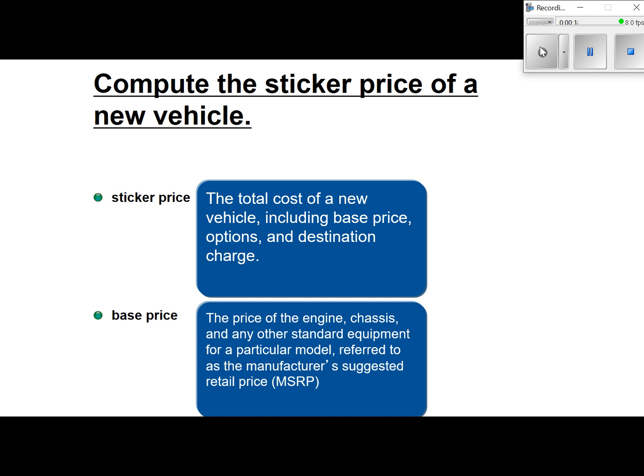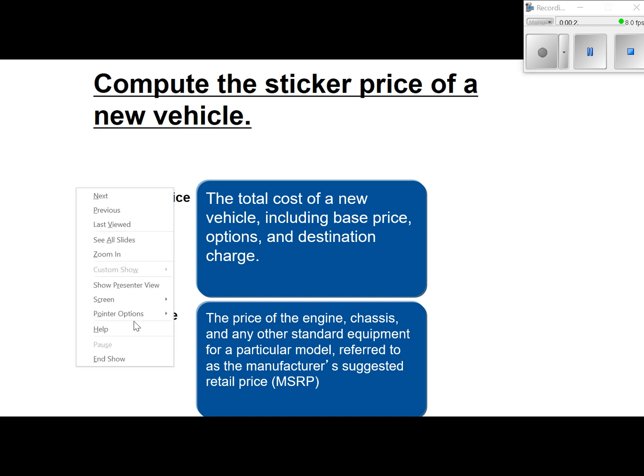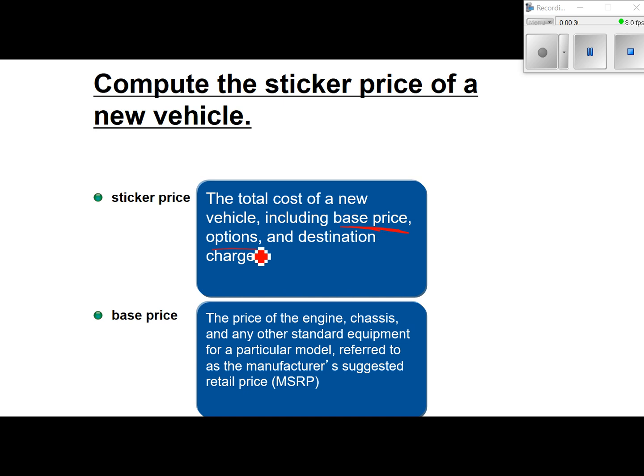Again, sticker price. Sticker price is the total cost of a new vehicle, and the sticker price always includes the base price plus the options plus a destination charge. Just going back over this real quick. The base price is also called the MSRP, which is the manufacturer suggested retail price. So you take the base price, it's always base plus options, and options are anything extra that's added onto the vehicle, plus the destination charge, and that's going to give you your sticker price. Now that's the sticker price. Again, there could be other things added in there, taxes, titles, all title charges, all that stuff. But that's basically what we're going to deal with.